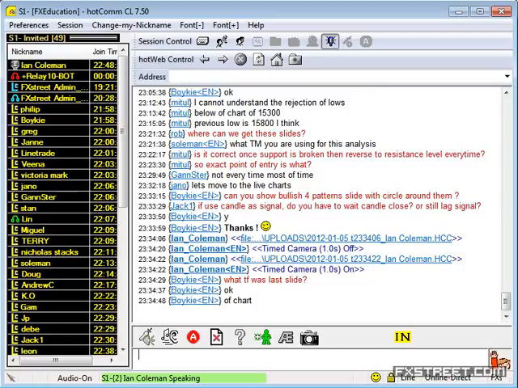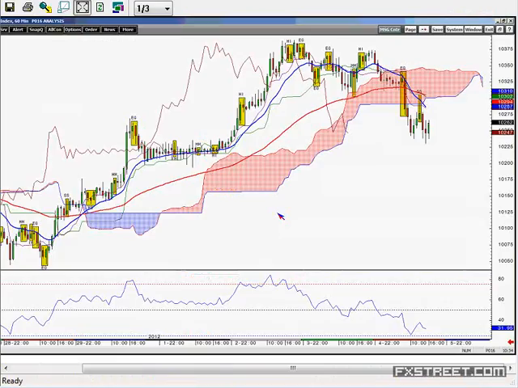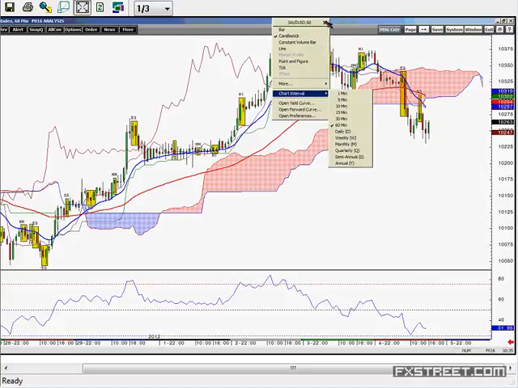Okay, somebody pick a currency pair for me. So the last time frame was a 5-minute chart. Aussie dollar. We're on it.